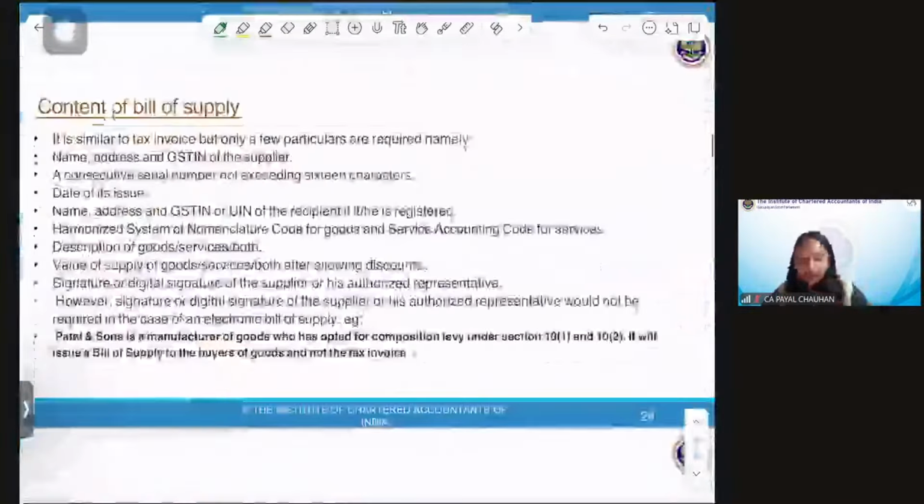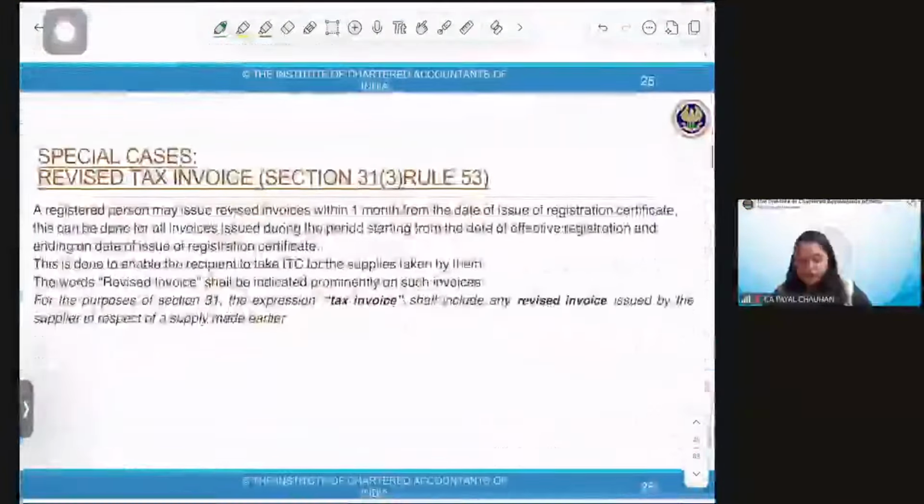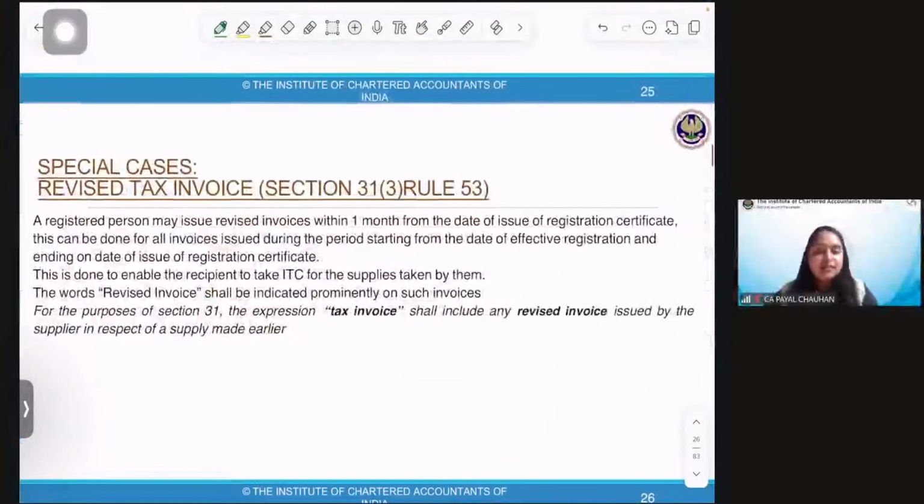Perfect answer. Next question. Invoice cum bill of supply done. Okay, revised tax invoice. Now I'll ask. My aggregate turnover crossed the threshold limit of 10 lakh, 20 lakh or 40 lakh, as the case may be, on say 1st October, and I applied for registration on 20th October. In how many days do I need to apply for registration? Perfect. I need to apply within 30 days.